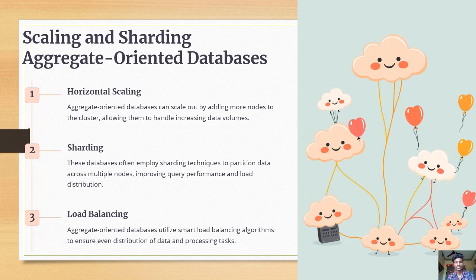Scaling and sharding aggregate-oriented databases. Horizontal scaling: aggregate-oriented databases can scale out by adding more nodes to the cluster, allowing them to handle increasing data volumes. Sharding: these databases often employ sharding techniques to partition data across multiple nodes, improving query performance and load distribution. Load balancing: aggregate-oriented databases utilize smart load balancing algorithms to ensure even distribution of data and processing tasks.